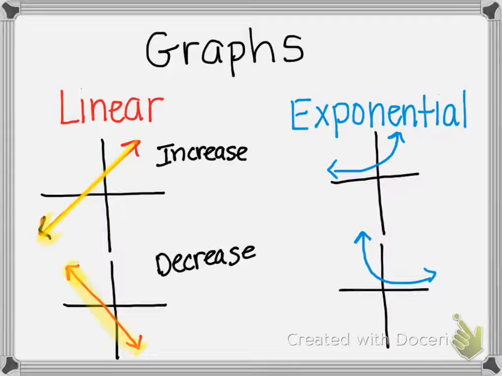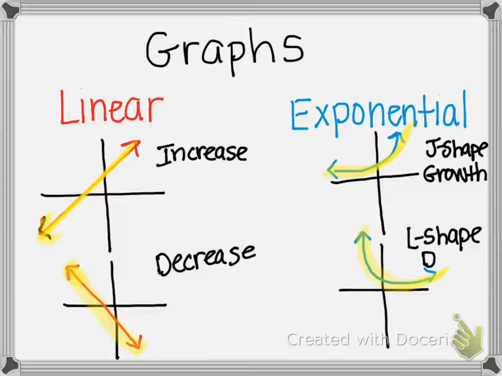All right, and exponential, we still read it from left to right, but the great thing is we actually have letters that we've talked about before that represent this. So exponential left to right has that J shape. J shape is going to represent growth because it's going up. And then if I read this one from left to right, it's going down. It has an L shape, and an L shape is going to represent decay.